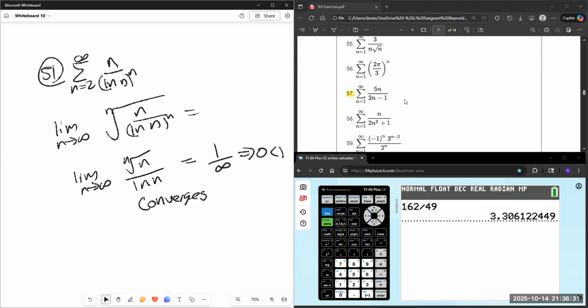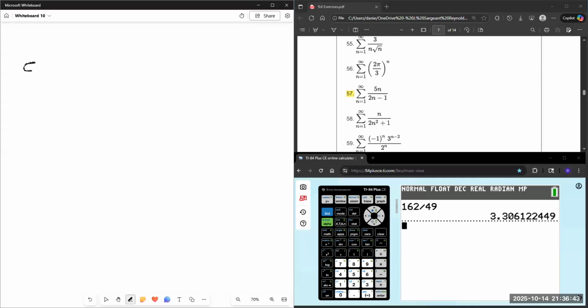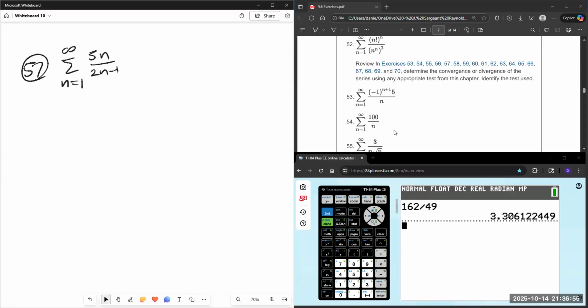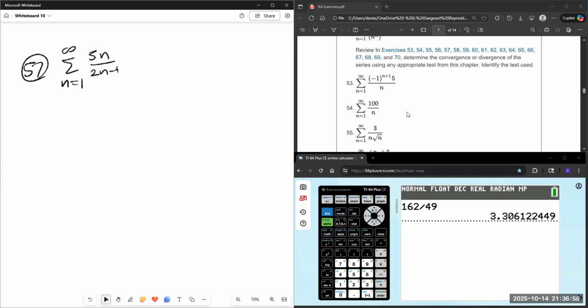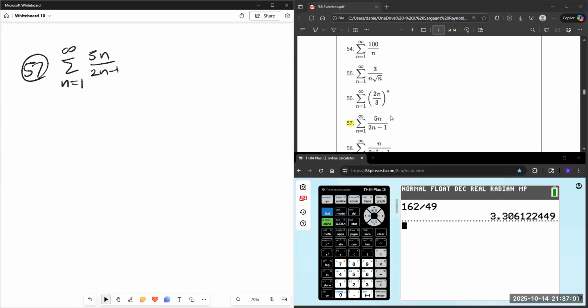Let's look at 57. So 57 says summation n equals 1 to infinity, 5n over 2n minus 1. And this is just review, so use any appropriate test. Limit as n goes to infinity, 5n over 2n minus 1 equals 5/2. It's not equal to 0, so it diverges by the nth term test.